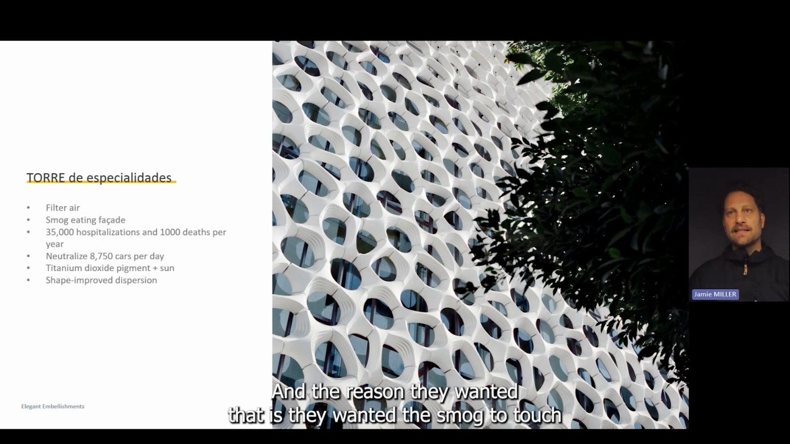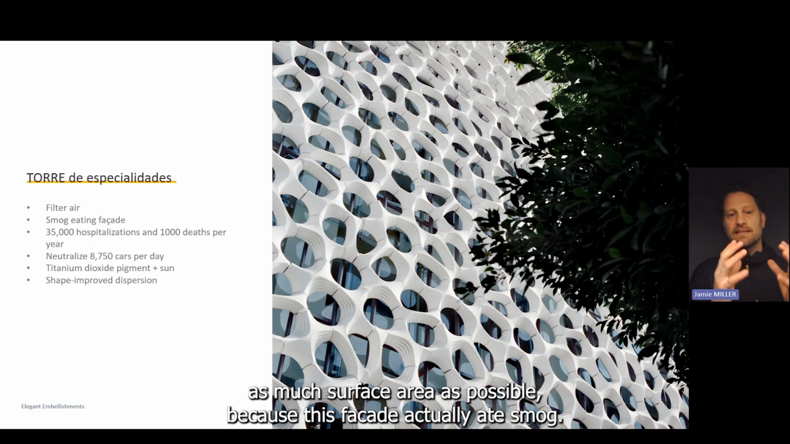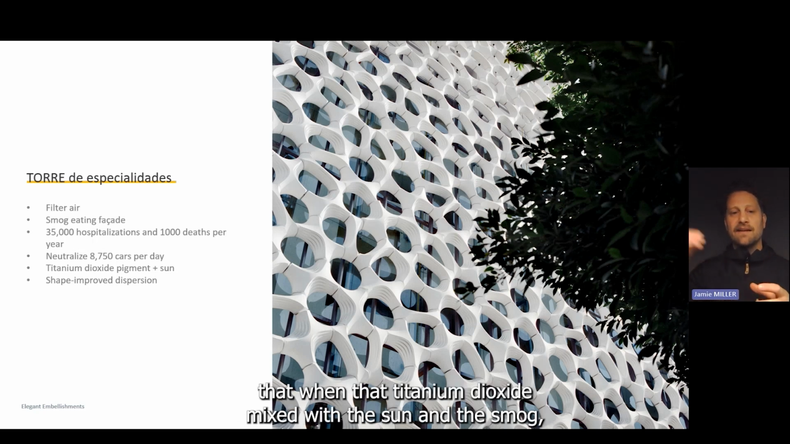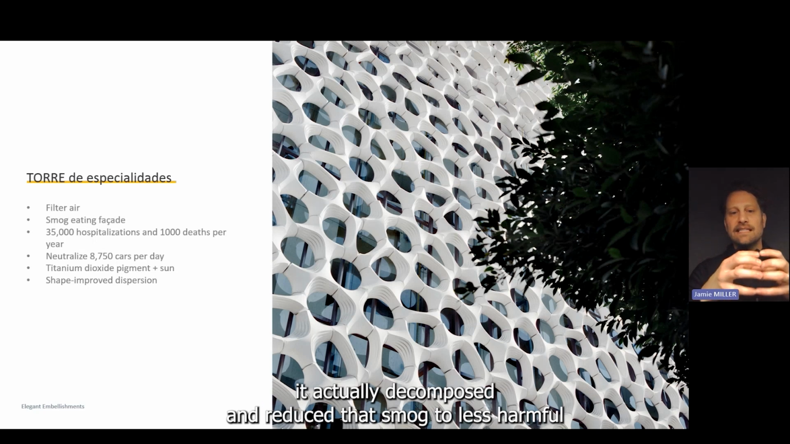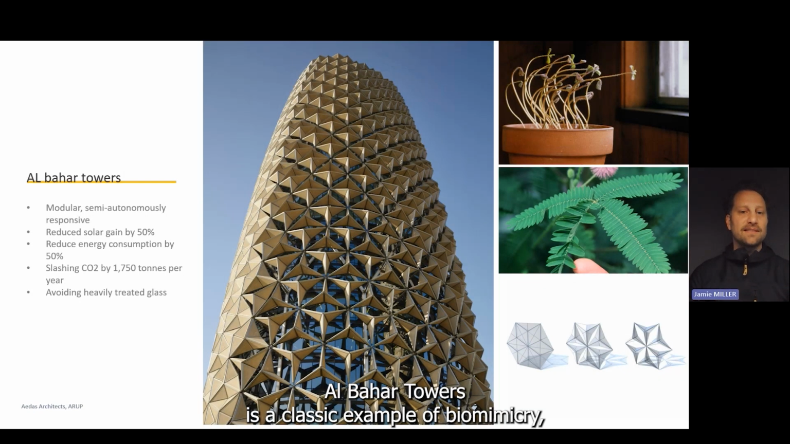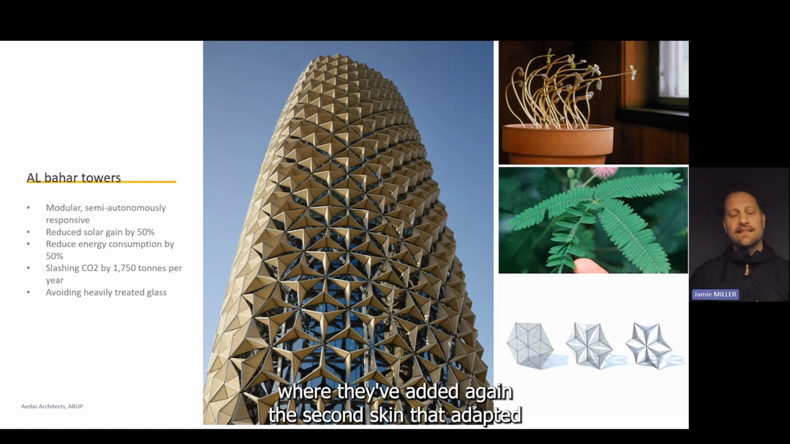And the reason they wanted that is they wanted the smog to touch as much surface area as possible, because this facade actually ate smog. It was amazing that there's this film made of titanium dioxide, a pigment, that when that titanium dioxide mixed with the sun and the smog, it actually decomposed and reduced that smog to less harmful byproducts, and would actually absorb and neutralize that pollution.